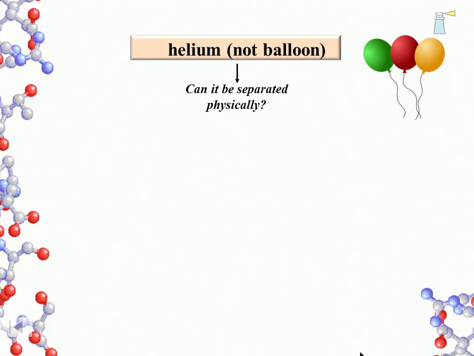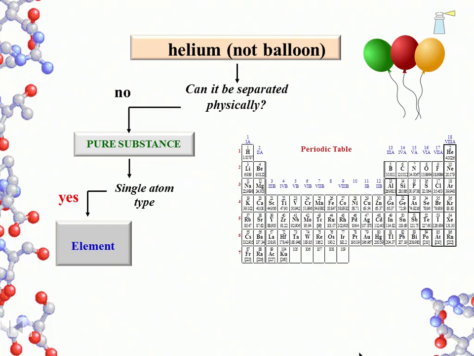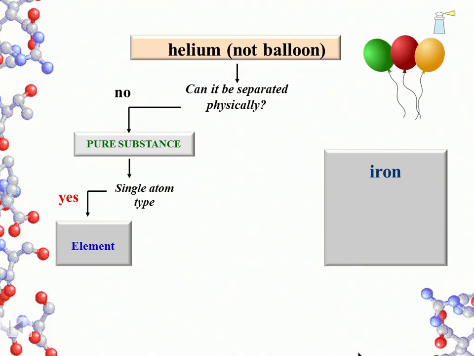And the helium in a balloon, can it be separated physically? No, it can't. It is a pure substance. Is it a single atom type? An inspection of the periodic table shows helium at number 2. So, yes, helium is an element. Again, if the substance is found on the periodic table, it is an element. That includes iron, potassium, mercury, gold, and silver.